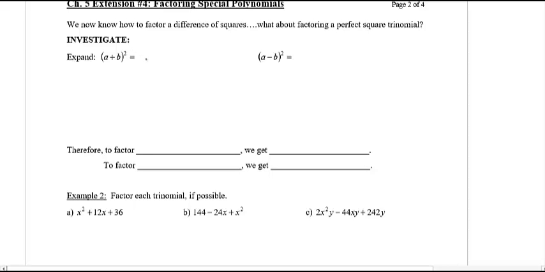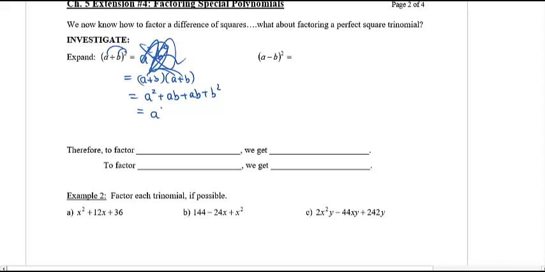Remember how we expand a plus b squared? Please don't do this once again. A squared plus b squared. No! Scratch that out. Remember, the idea of a plus b squared is a plus b times a plus b. Now, when you expand, you get a squared plus ab plus another ab plus b squared. And look, that simplifies to a squared plus 2ab plus b squared.